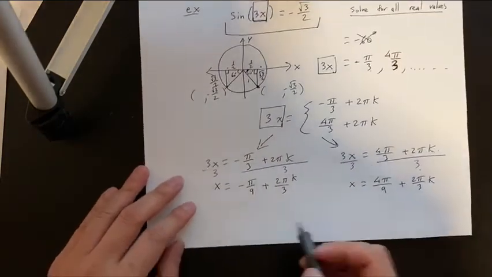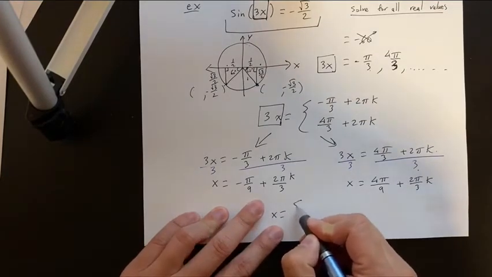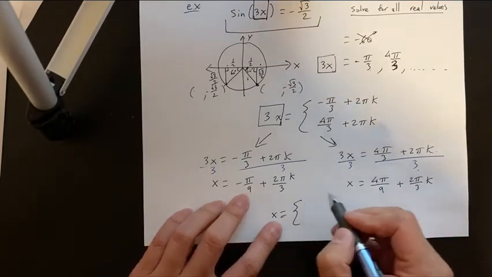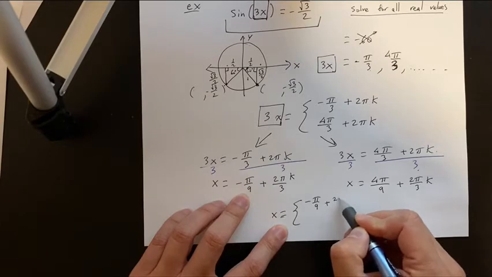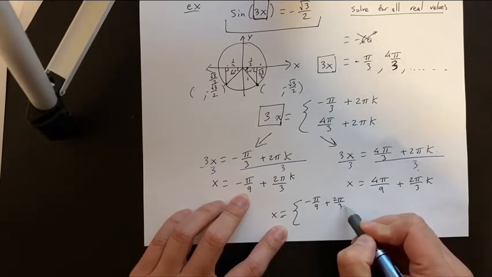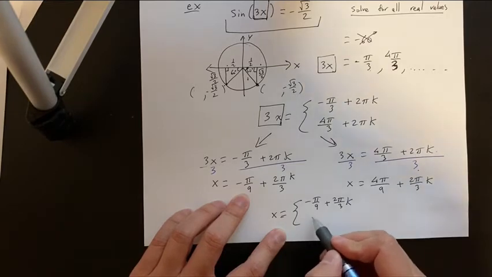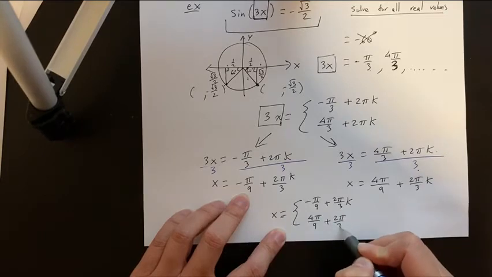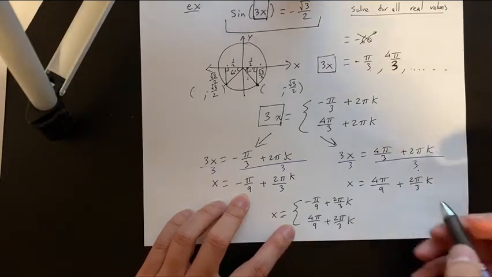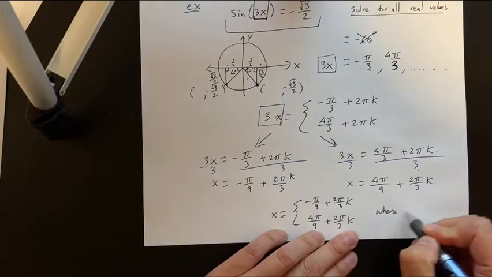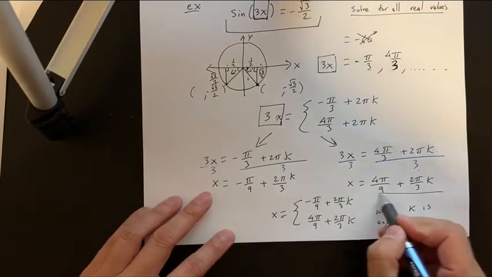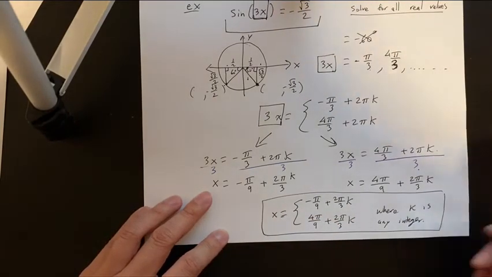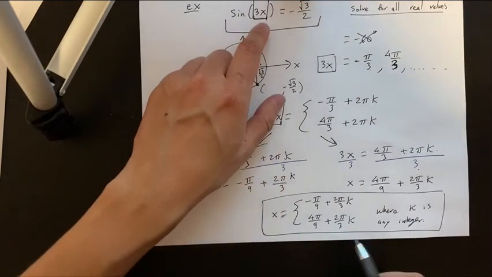So I'm going to combine that into a single statement. My first set of solutions will be negative pi over 9 plus any multiple of 2 pi over 3. And my second set will be 4 pi over 9 plus any multiple of 2 pi over 3, where k can be any integer. So this here would be the solution set for all x values.